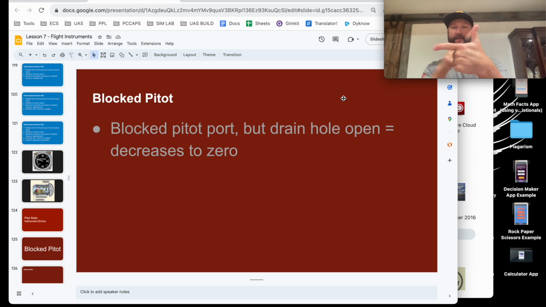Well, in this case, in the back of the pitot tube, there's a little drain hole for water to drain out, because you might fly through rain or something, and it just drains out. But if the pitot tube is blocked, but the drain hole is not, all the air in the airspeed indicator is going to leak backwards out through the drain hole. And so you'll watch your airspeed indicator just decrease down to 0. Even though you know you're flying through the air, your airspeed indicator says 0: blocked pitot port.